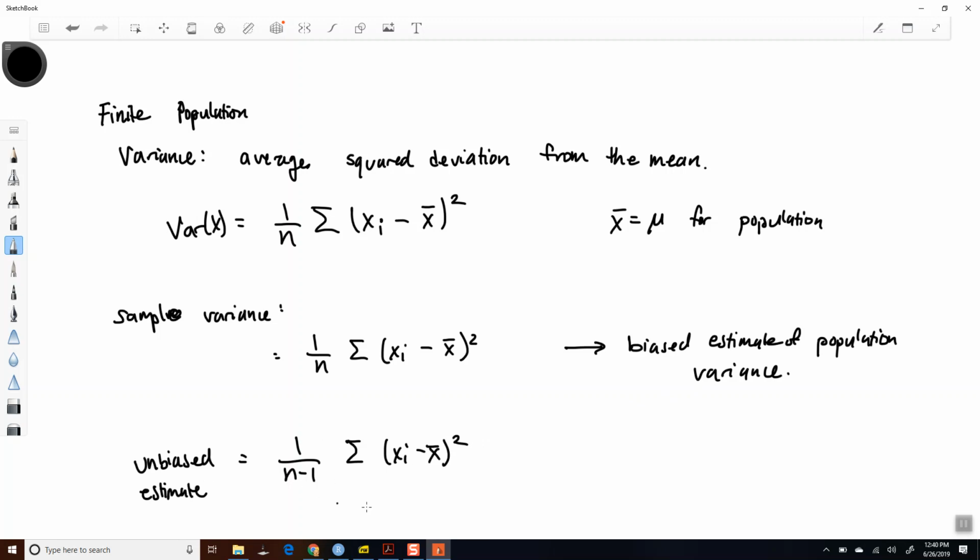This means that in the long run, the expected value of S, I guess S squared, is equal to sigma squared. You don't have to write all of this down. This is review of 100B.